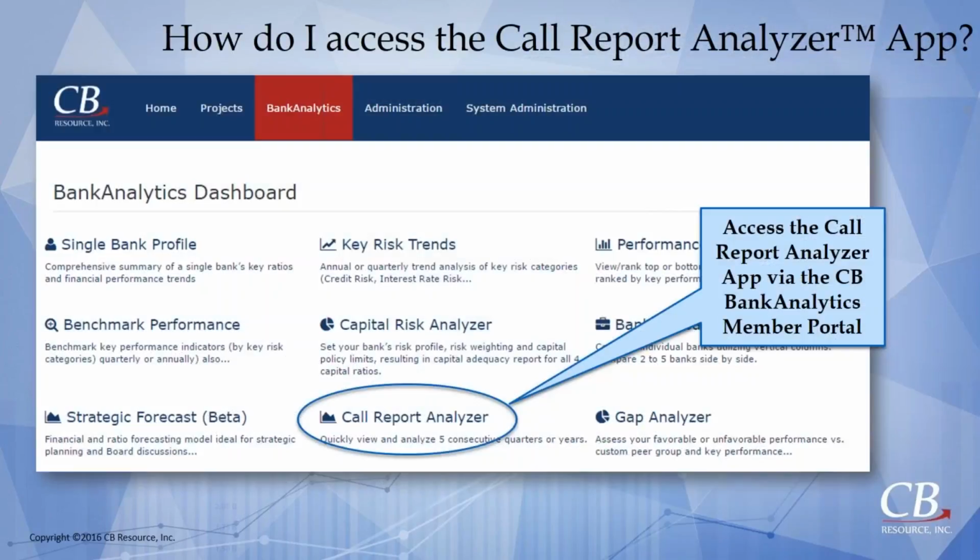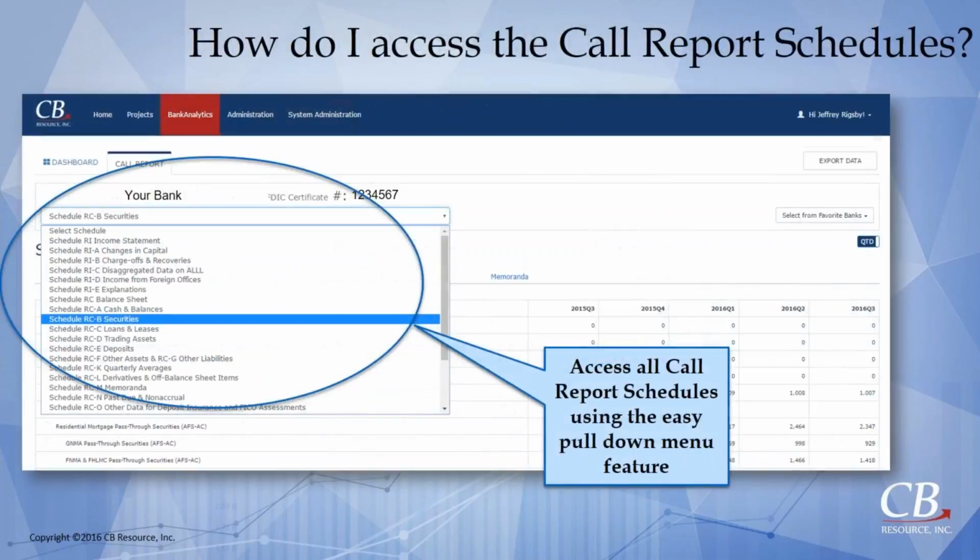So let's go ahead and take a look at the call report analyzer. Pretty straightforward, right? As far as accessing any of the apps, it always starts with the landing page or our member homepage. In this case, obviously, just go to the dashboard and click on Call Report Analyzer, and that will take you into the app.